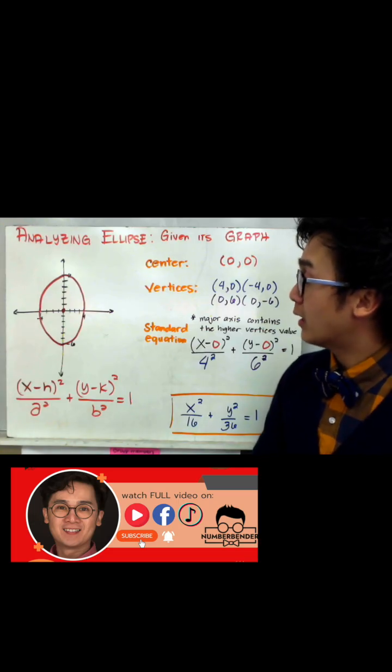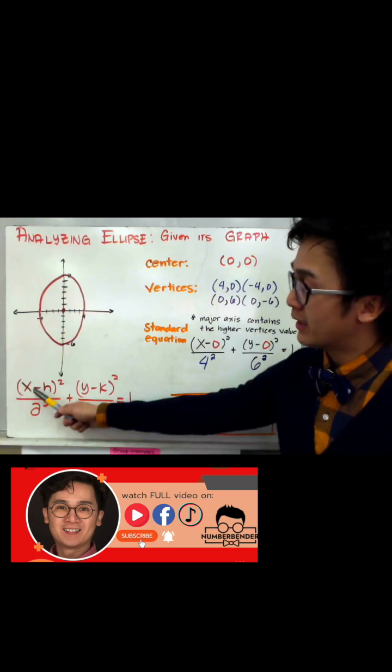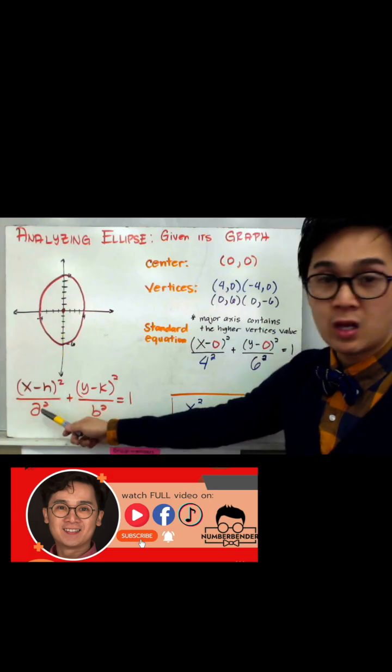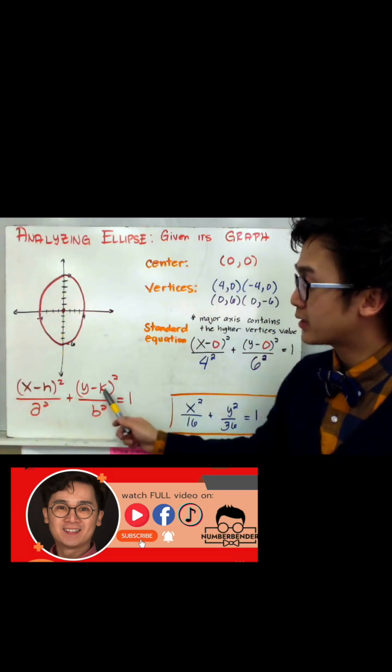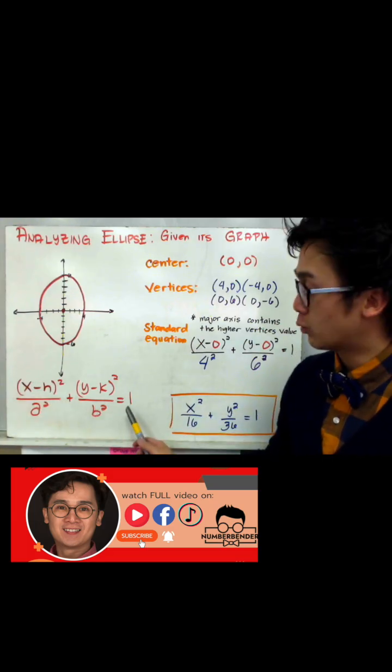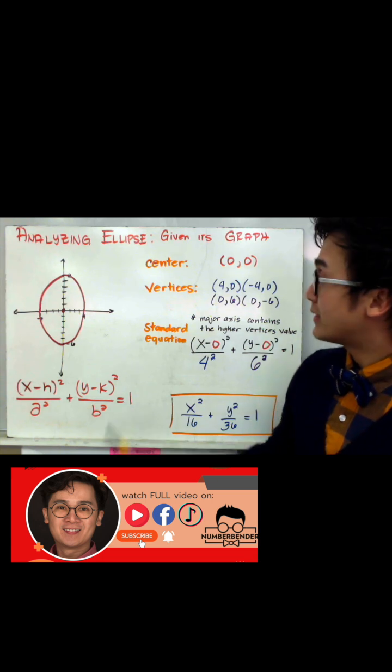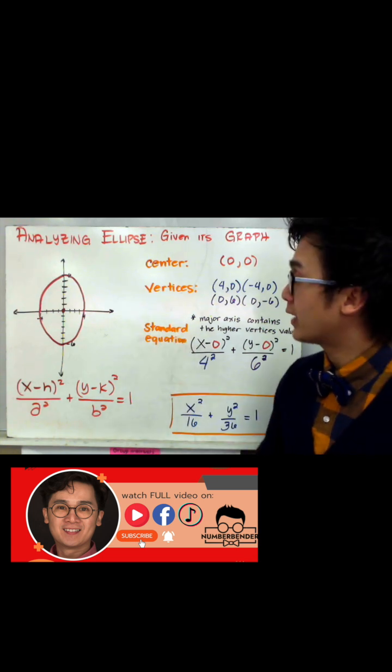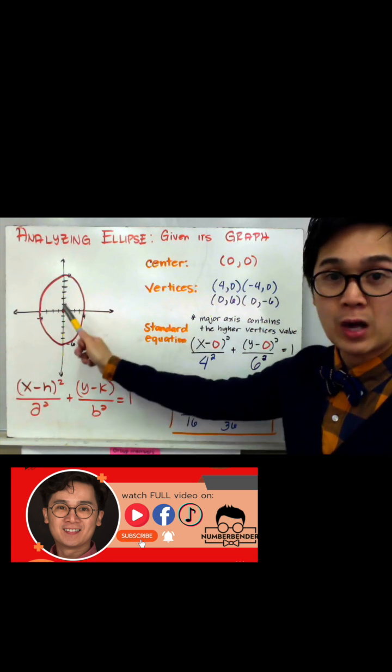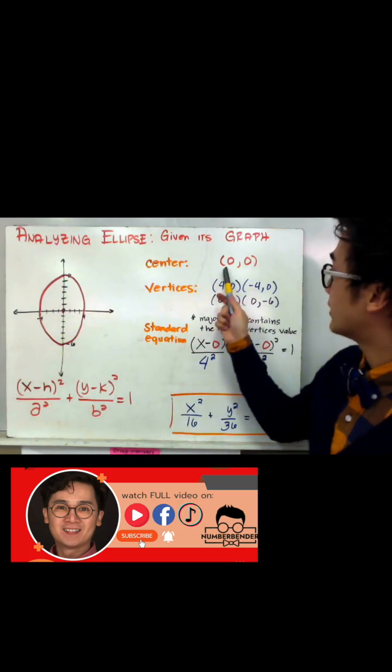Now we know that the standard form of an ellipse is given by (x minus h) squared all over a squared plus (y minus k) squared all over b squared is equal to 1. Now the center, which is the easiest part to find, is basically on the point of origin. So our center here will just be at (0, 0).